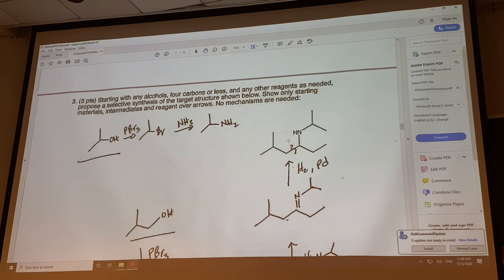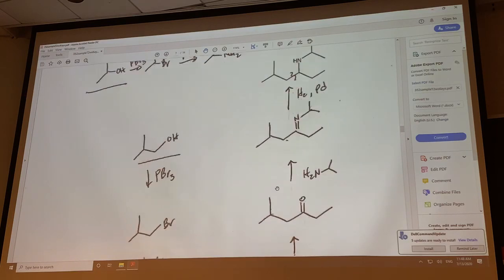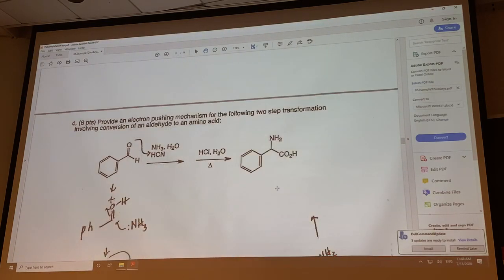Work backwards on those synthesis problems. Oftentimes you see the key steps from the back, and then see if it maps on to a reaction that you know how to do. That's another key way to approach those problems.